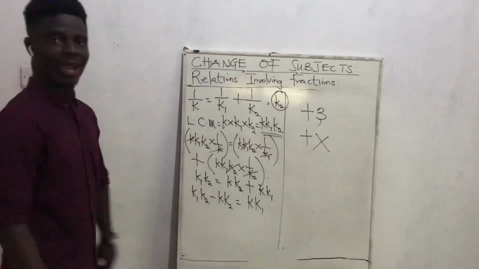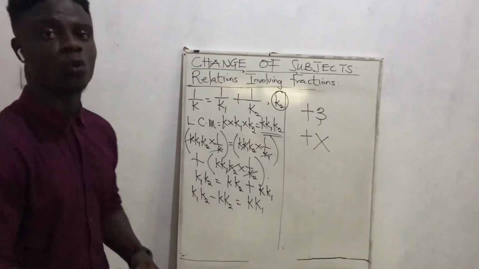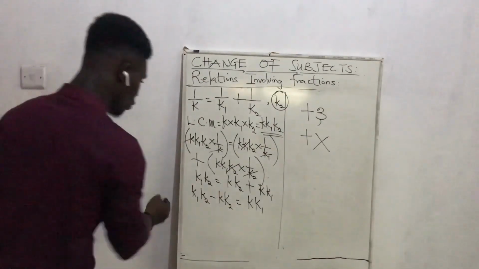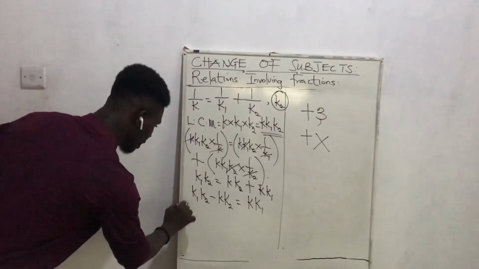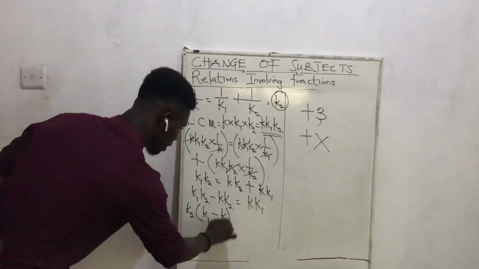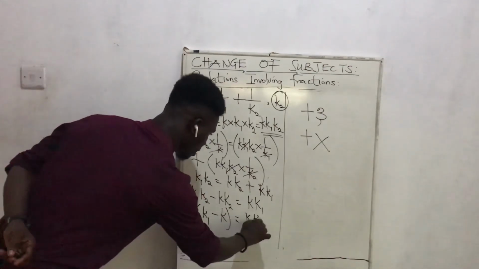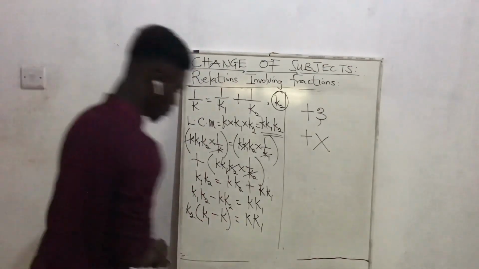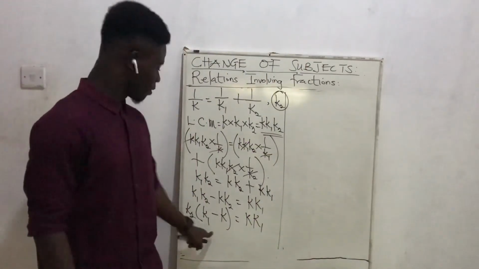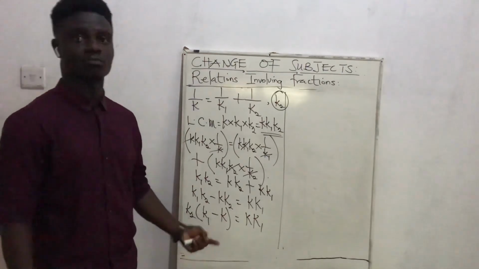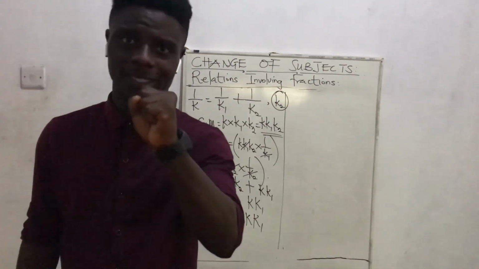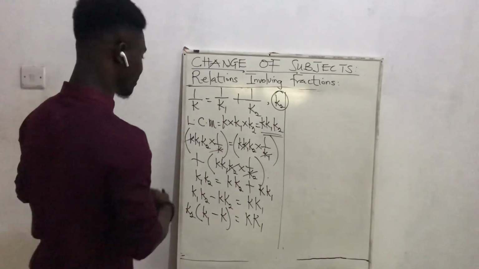Right. So now what do we do? We have to factorize. Factorization is the reverse of expansion. So we want K2, so taking K2 out, you get K1 minus what? K, which is equal to K1. Alright, so what do we do? K2 is multiplying the expression K1 minus K. So they are multiplying, which means we can divide them.